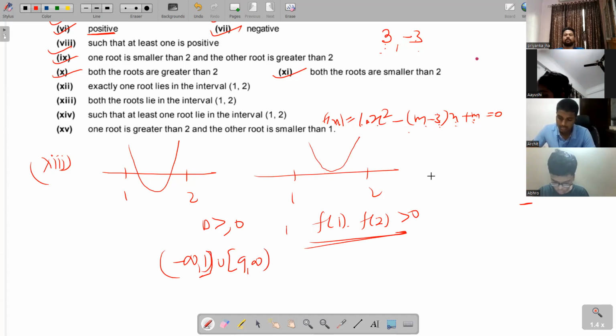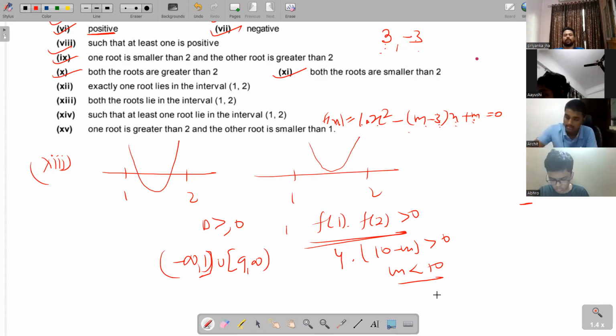Now from here, same thing, na? That is, f1 is 4 and f2 is 10 minus m. So m has to be less than 10. So the common would be minus infinity to 1 as well as 9 to 10.